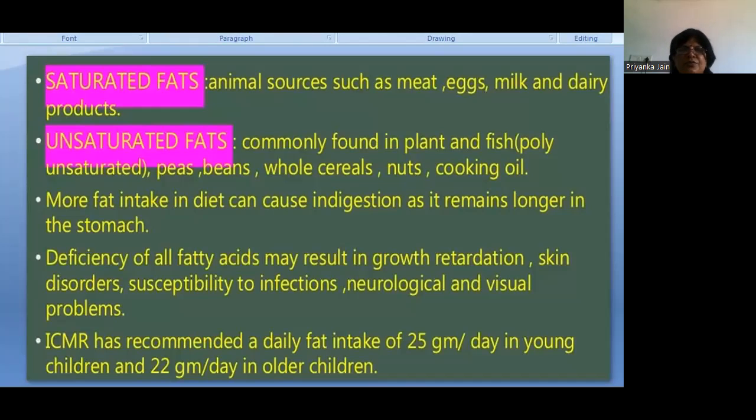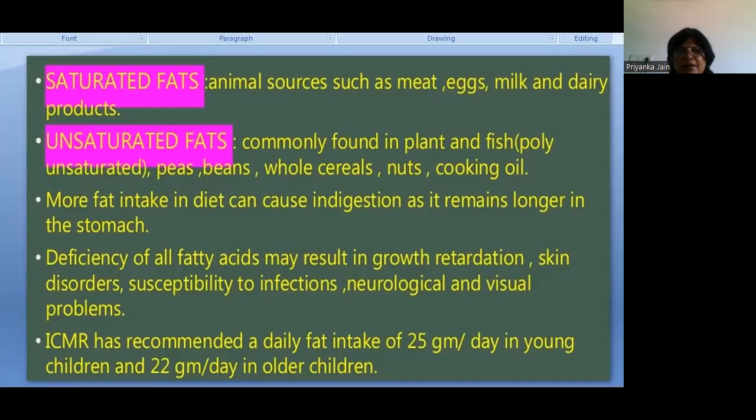Saturated fatty acid sources are like meat, egg, milk. Unsaturated fats are commonly found in plants and fish. Polyunsaturated: peas, beans, wheat, cereals, nuts with meat. More fat intake in the diet can cause indigestion as it remains longer in the stomach. Deficiency of essential fatty acids may result in growth retardation, skin disorder, susceptibility to infections, neurological and visual problems.